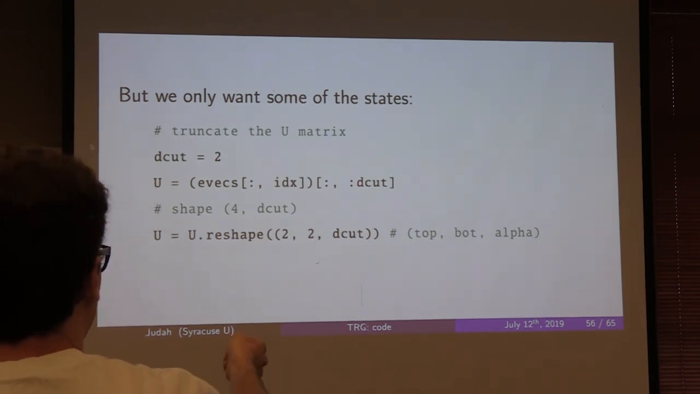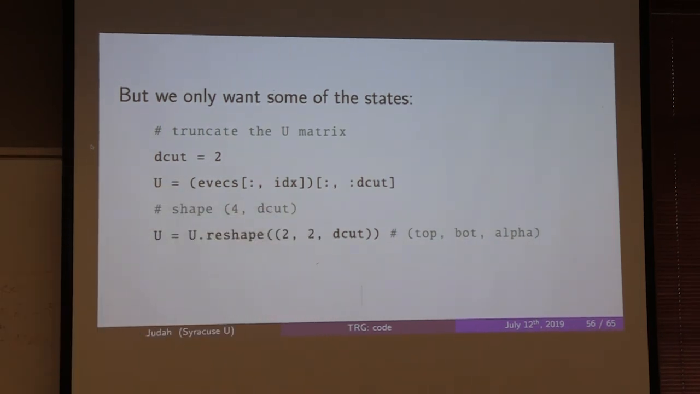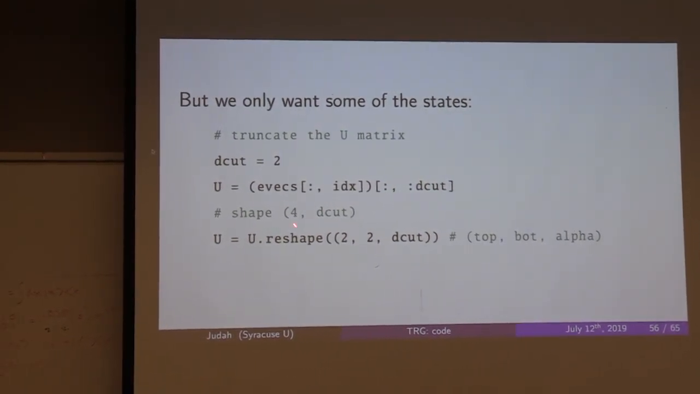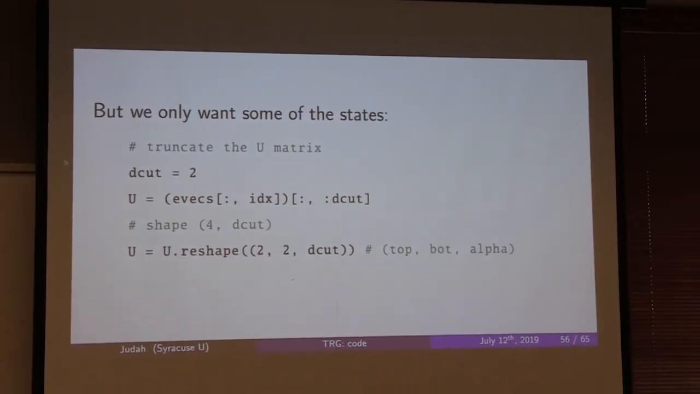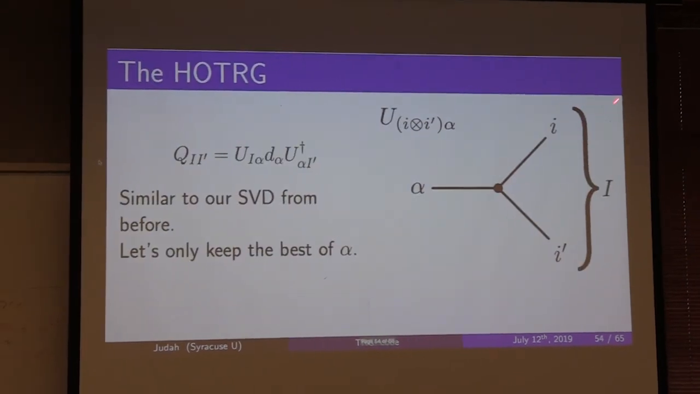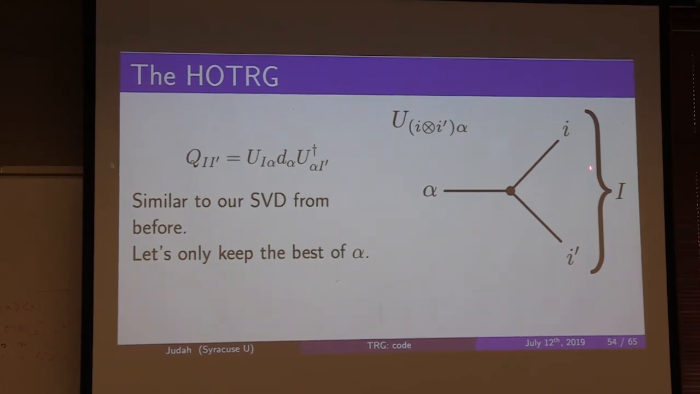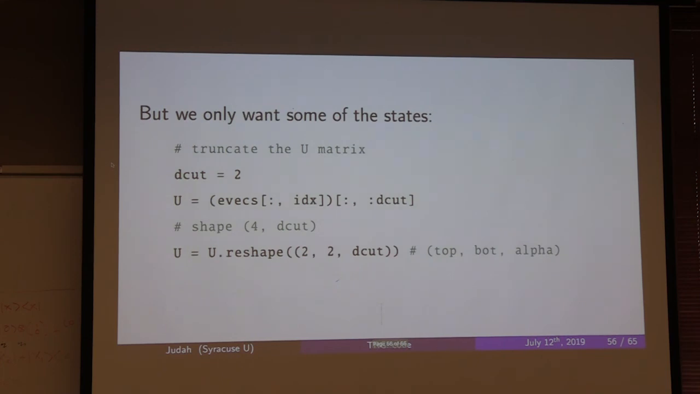And so once you've done this, you've got a 4 by 2 matrix, and you can reopen this 4 back up into the top and bottom indices again. So this is dcut, this is at 2 or whatever you've set it, and this is the 4 one. You can reshape that again back into top and bottom indices. Okay.